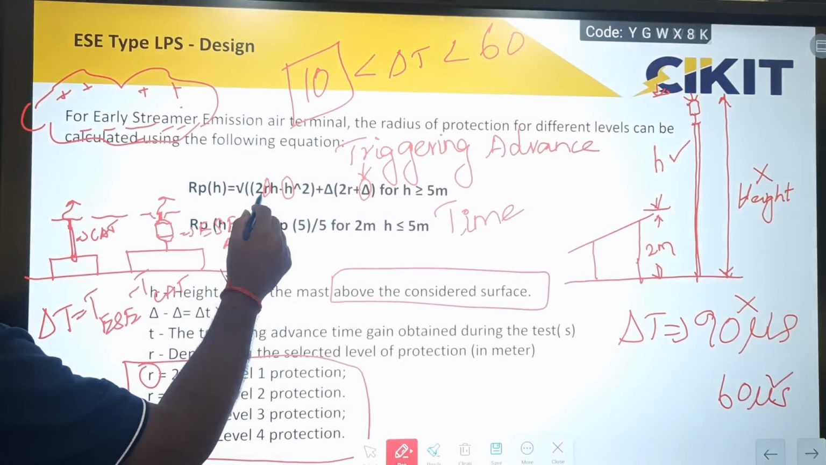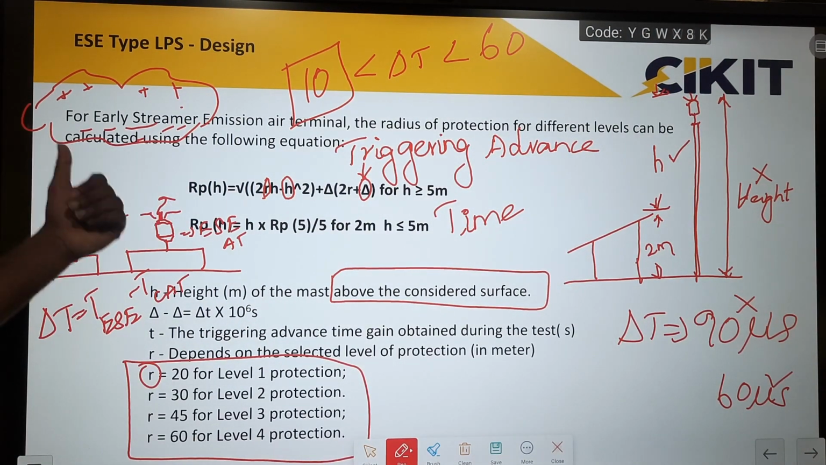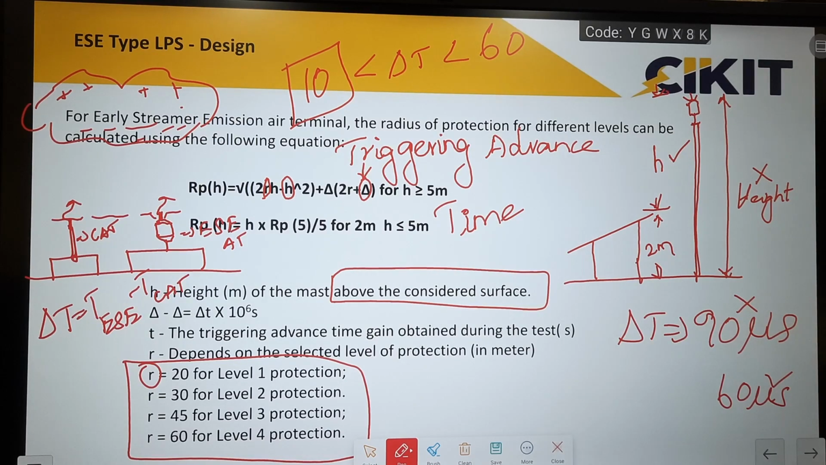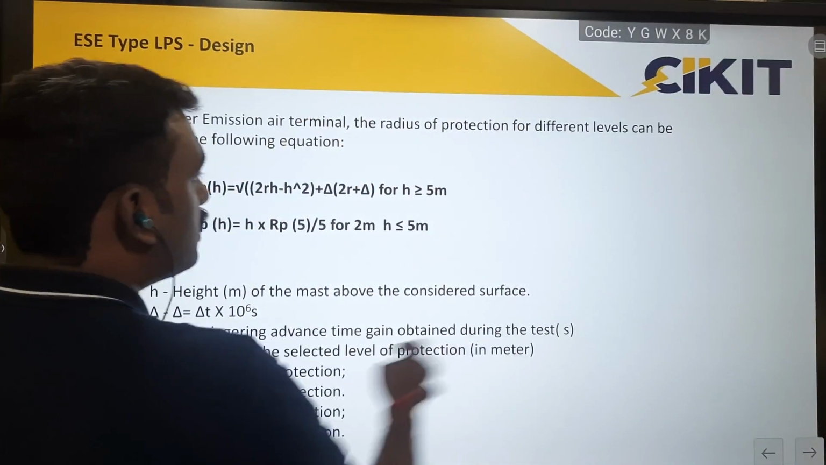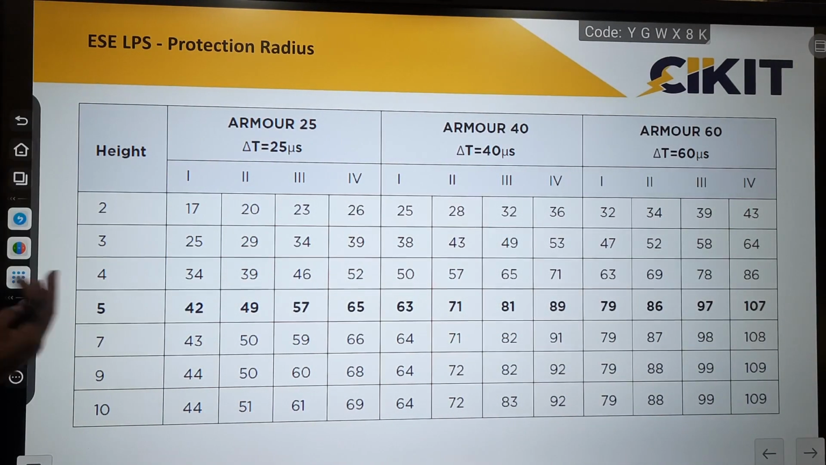So based on the three parameters R, H and delta T, the radius of protection varies. In this, R and H are physical parameters that can be designed. And the delta T value is specific to the module of ESE terminal. So we have performed this calculation for three different modules at different heights and for different levels.